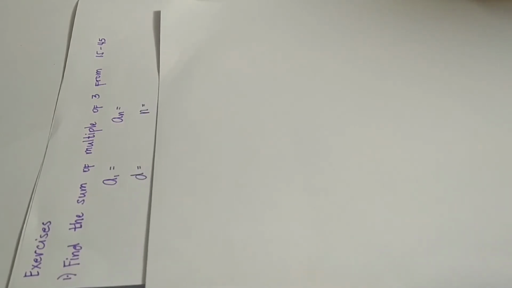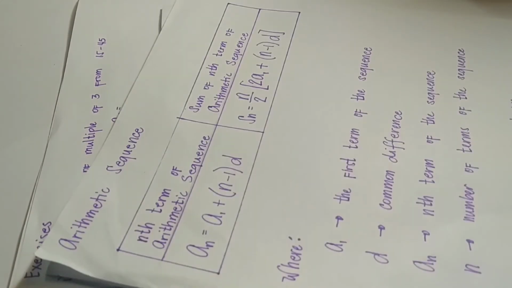In this problem, first we need to look for the a1, an, d, and n, where a1 is the first term of the sequence, d is the common difference, an is the nth term of the sequence, and n is the number of terms of the sequence.